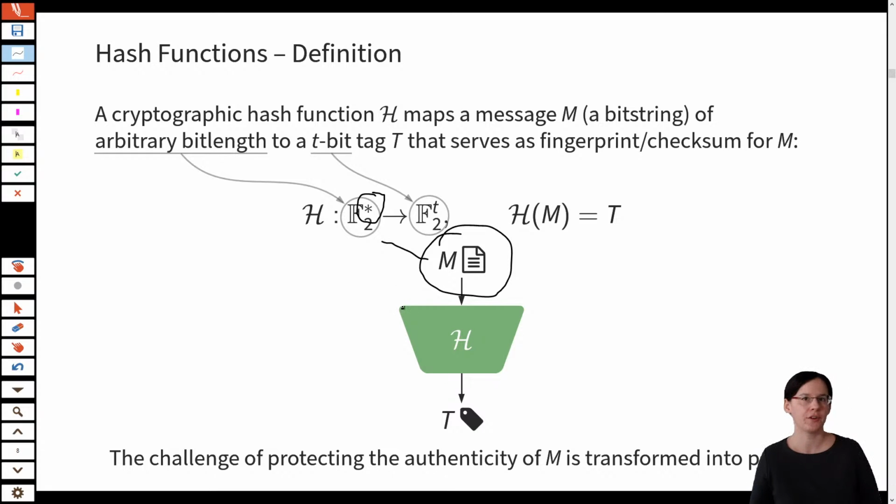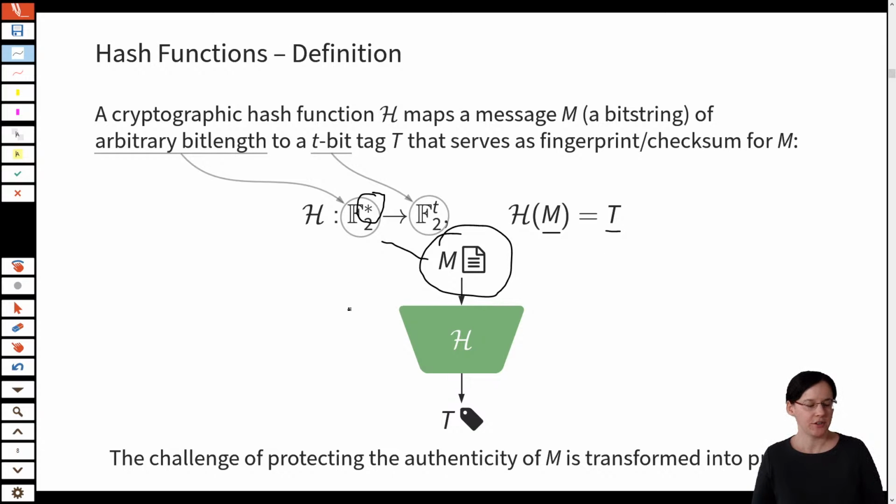And what the hash function achieves in terms of security property is it transforms the necessity of protecting the integrity of the message M into protecting the tag, which may in some cases be easier. For example, because this tag is a lot smaller or because you can use it as an identifier. So that's the general interface.